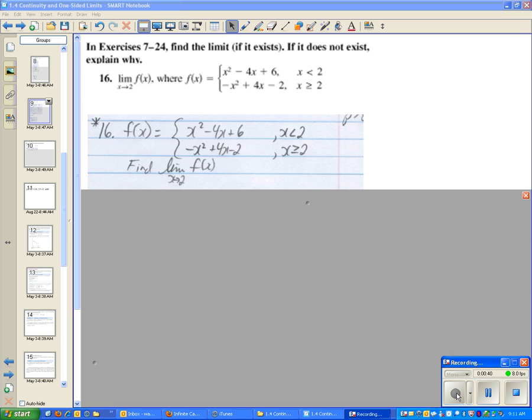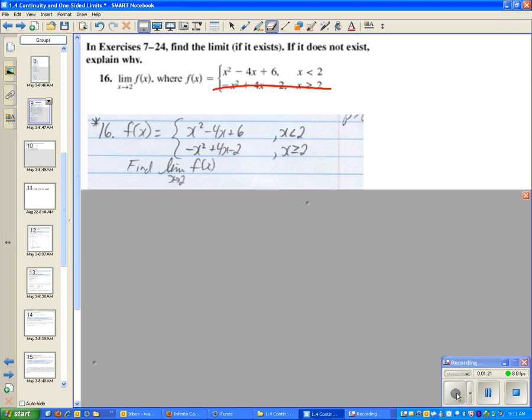And our definition of f of x is this. F of x equals x squared minus 4x plus 6 whenever x is less than 2. And it equals negative x squared plus 4x minus 2 whenever x is greater than or equal to 2. All right. Now, if we were trying to find the limit for some number other than 2, let's say we're trying to find the limit as x approaches 10, I could completely ignore that, couldn't I? Okay? If we were trying to find the limit as x approaches 0, I could completely ignore that.